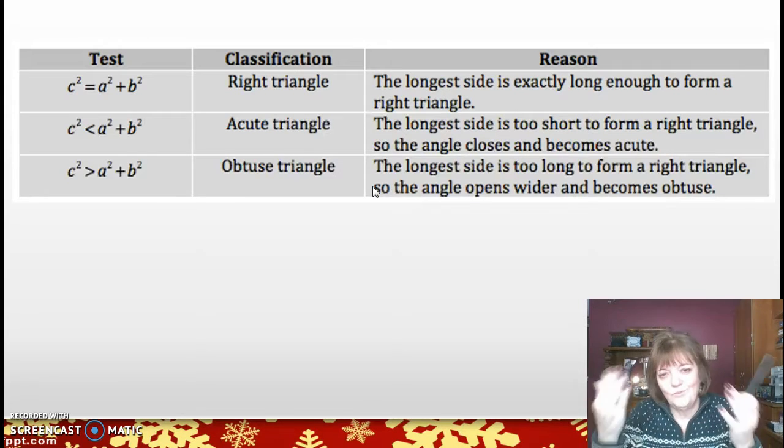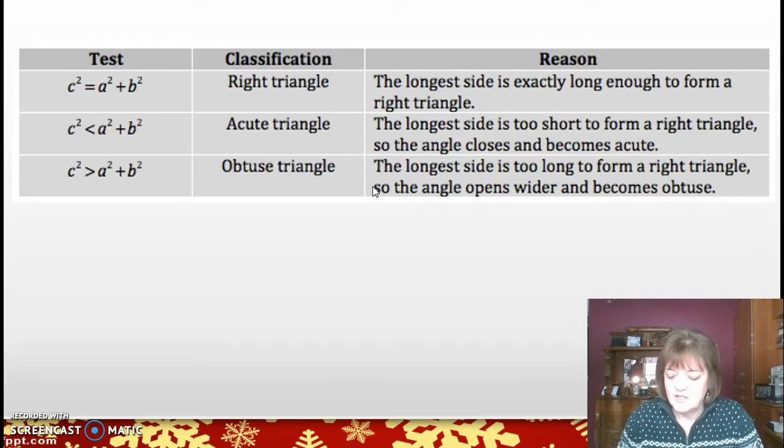So here's a really nice little chart to show you what I'm talking about. If c squared is equal to these two added together, it's a right triangle. If it's smaller, remember the pointy side points at the smaller, and the bigger side is the bigger. If the biggest side squared is smaller than those two squared added together, then it's an acute triangle. And if c squared is bigger than them, it's an obtuse triangle.